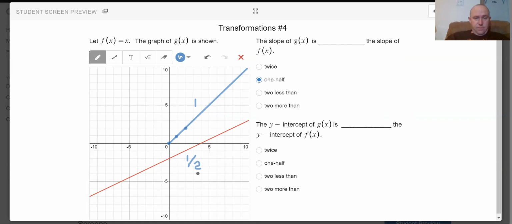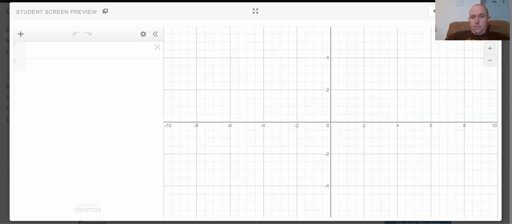If you do a half of 1, you get 1/2. And for the y-intercept, it's 0 on this one. And then on this one, it's -2. So clearly this is 2 less because I went down 2. And that would be it for this one.